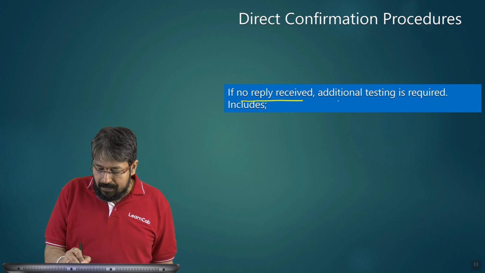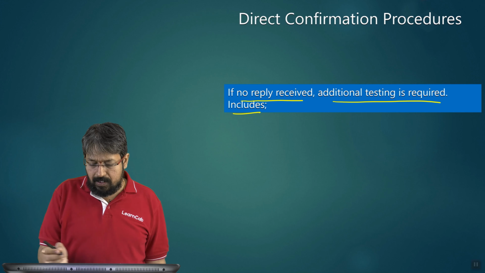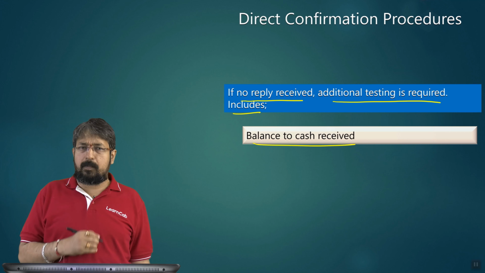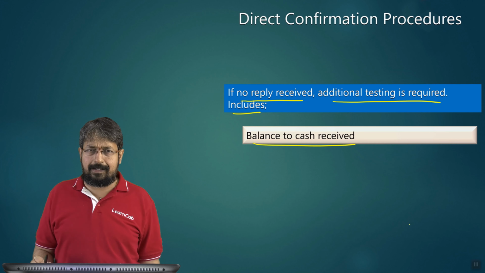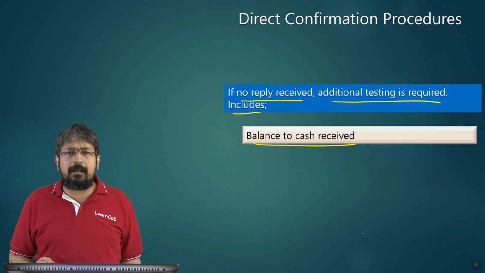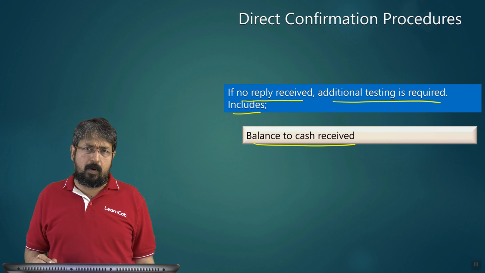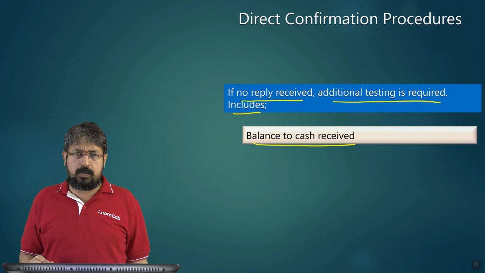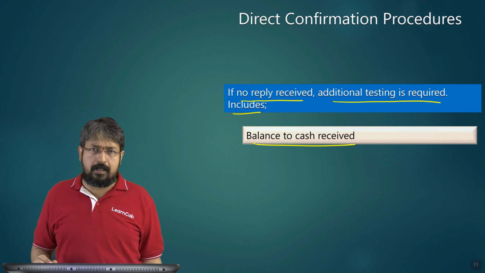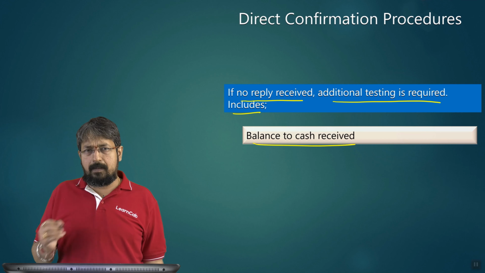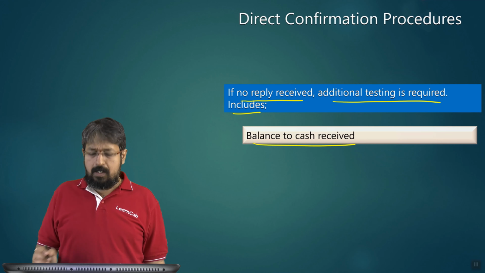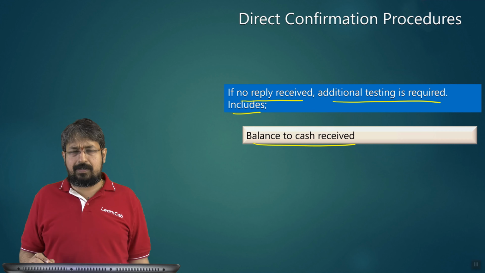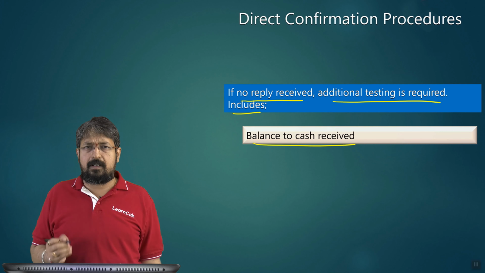And if no reply is received, then additional testing is required, which includes what? Balance of the cash received. Basically, suppose we wrote a request letter to the customer and the customer is not at all responding. When the customer is not at all responding, then in such case, my dear soldiers, what happens? We have to ascertain what is the balance of the cash which is outstanding. That is another important thing here. How much balance of the cash is received subsequently from the customer, that you need to check.